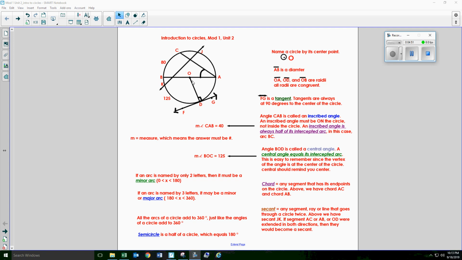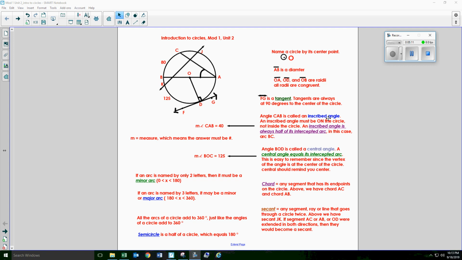So therefore, this angle is not an inscribed angle because it's not on the circle. It's inside the circle. This angle here, this angle here, this angle here, and this angle here are not inscribed angles because they are not on the circle. They are inside the circle. An inscribed angle must have its vertex on the circle. Okay, that's called an inscribed angle.